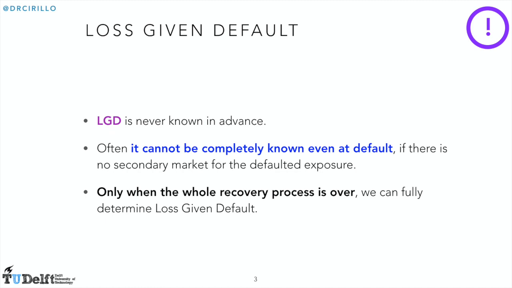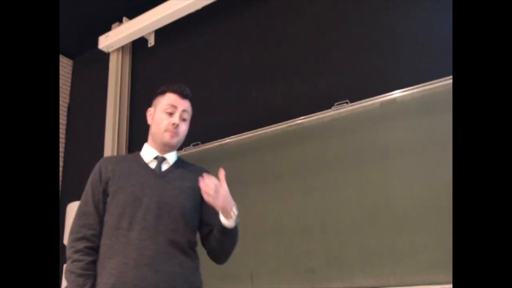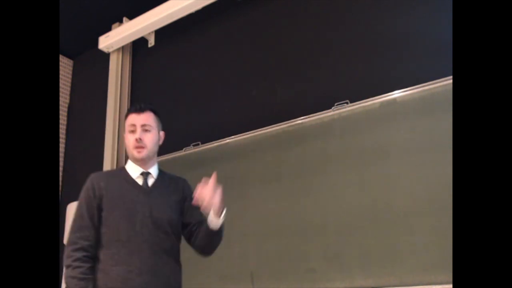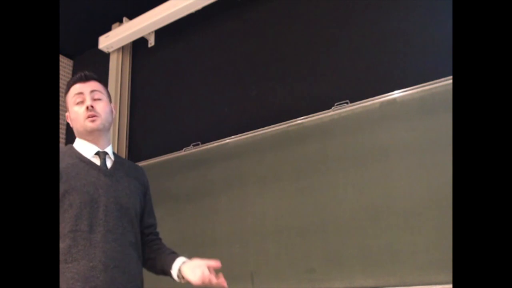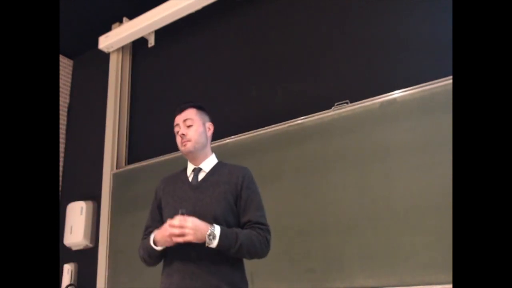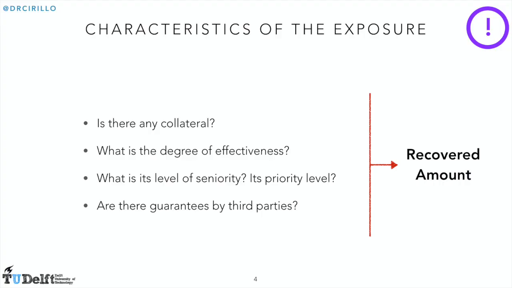but also when a default takes place, there is still a lot of randomness, a lot of uncertainty. Why? Because the actual loss will only be known at the end of the recovery process. And yesterday I told you that the recovery process can be something extremely random and erratic and depending on many characteristics. There are different things that may impact the loss given default of a given contract. And these are, for example, the characteristics of the exposure.